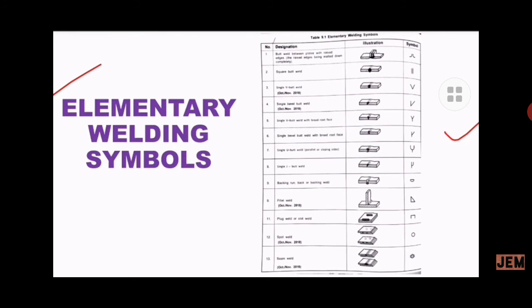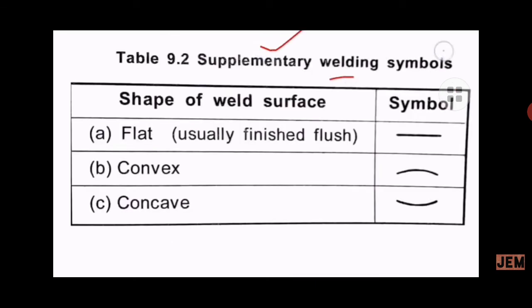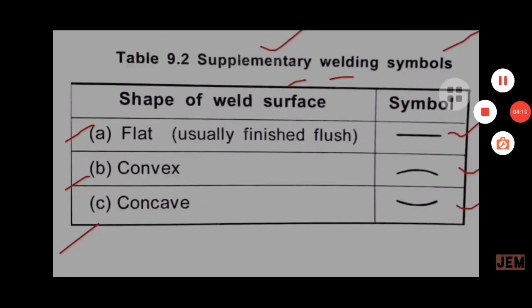It covers every type of welding: butt weld, backing weld, fillet weld, plug weld, spot weld, seam weld. Among the supplementary welding symbols, I have flat, three types: flat, convex, and concave. So in this way we can study the types of welding symbols with their symbols.